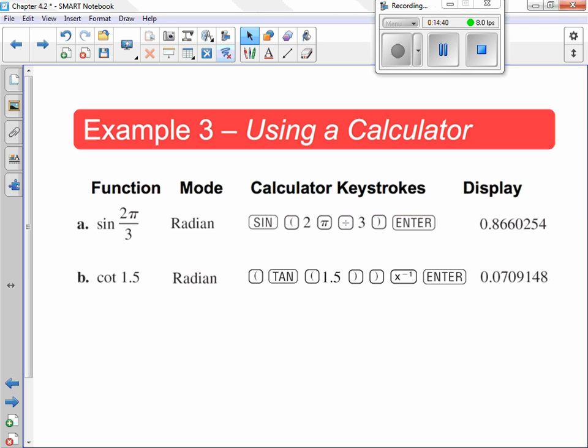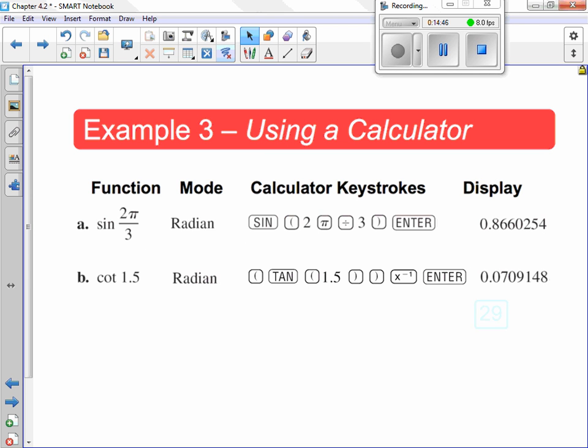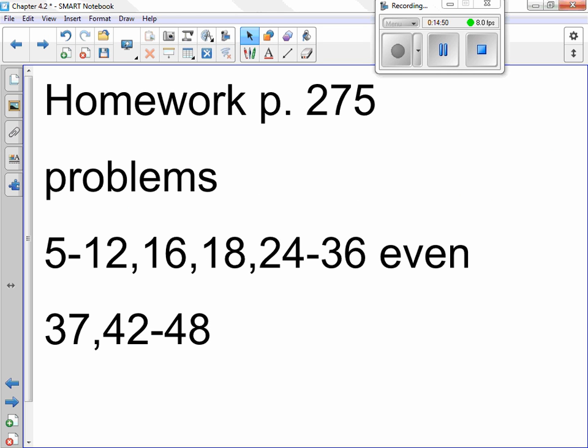Any questions on this here? And it looks like that is it. So let's look at the assignment here, because we'll do some from the assignment. Kind of looking at it and seeing.